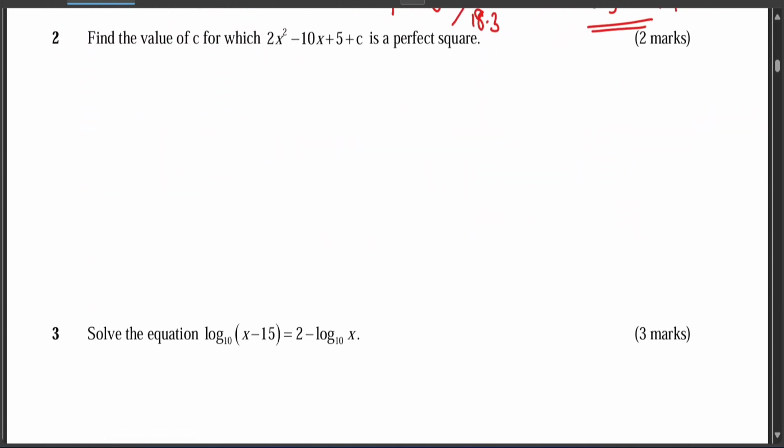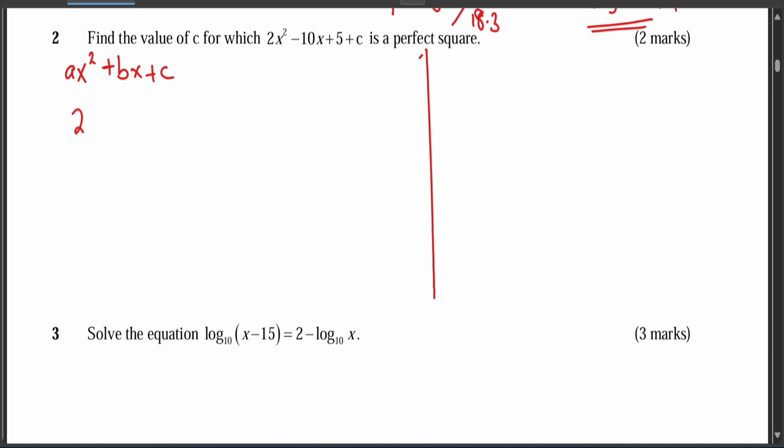Now the next question is about quadratic perfect square, which is quadratic 2. Question 2: find the value of c for which 2x squared minus 10x plus 5 plus c is a perfect square. Very easy question. Remember that a quadratic expression should be in the form ax squared plus bx plus c, in which a, b, and c are constants.